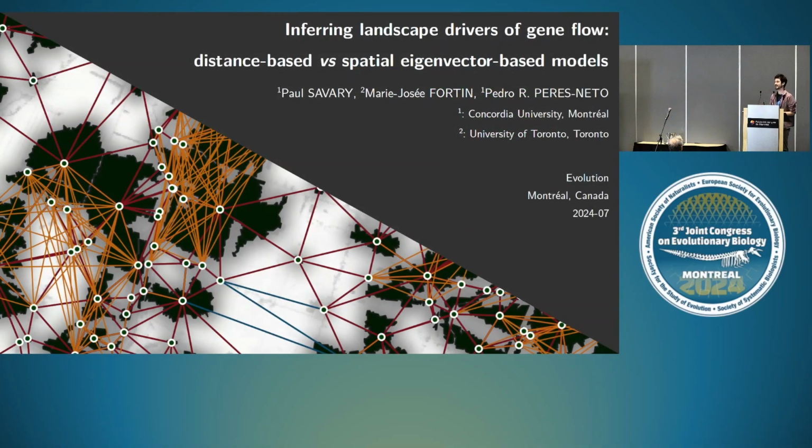So hello everyone. Today we'll talk about methods that are commonly used, mainly in landscape genetics, to infer the landscape drivers of gene flow. With my collaborators, Marie-Josée Fortin and Pedro Perez Neto, we wanted to compare 2 methods, one that is commonly used and one that we developed for the sake of this study that is based on spatial eigenvectors, aka Moran eigenvectors map. I will also take the opportunity with this talk to talk about the advantages and pitfalls of this kind of inferences because I've been working on them during my PhD and I keep studying them and I want to stress some of these points.